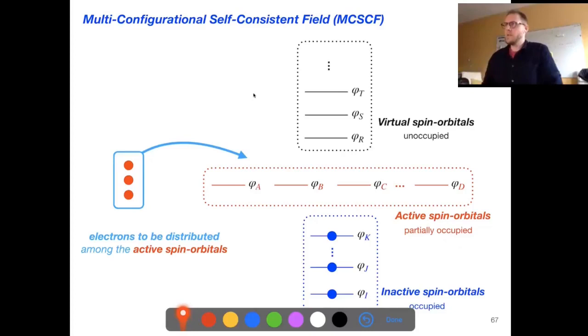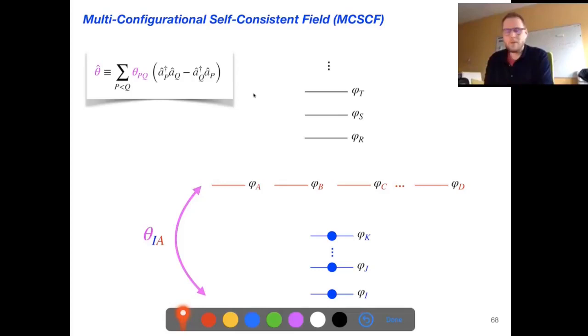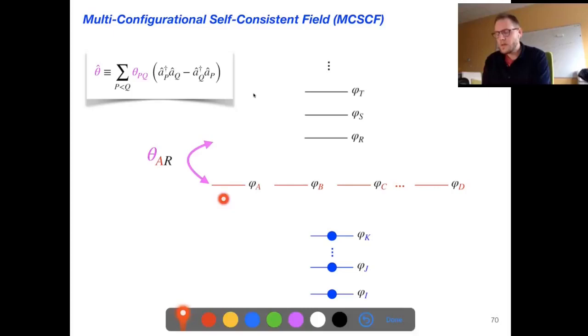So in terms of rotation, there are various scenarios. When you rotate orbitals, you're mixing them. In the general MCSCF approach, you could rotate the inactive orbitals with the active. That's one type of rotation. You could also rotate the inactive with the virtuals. You mix them until you find the best orbitals that minimize the energy. And finally, you can also mix the active with the virtuals.